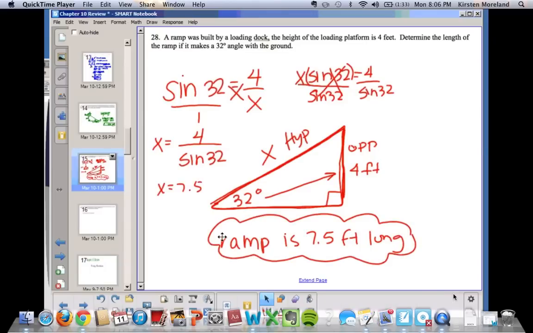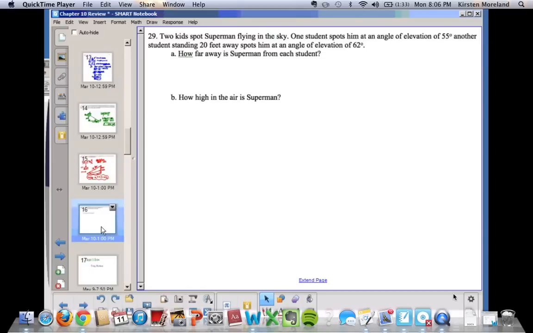Right. And now we're to our last word problem. Let's hope the sound works on this. 2 kids spot Superman flying in the sky. One spots him at an angle of elevation of 55, and another, standing 20 feet away, spots him at an angle of elevation of 62.